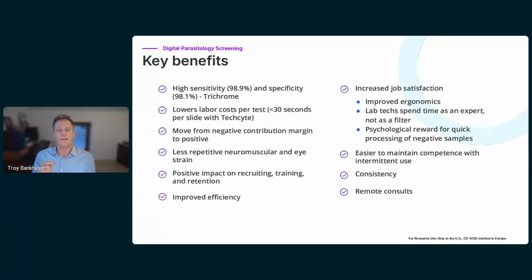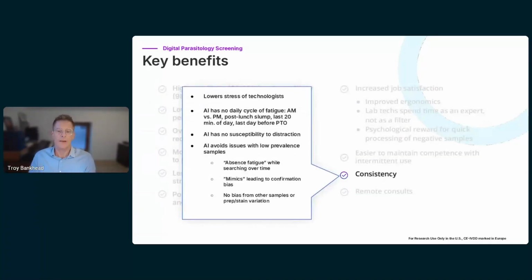Now, I would like to touch on the consistency because that's one of the big advantages of AI. Because the humans have their advantages and the AI have theirs. And when you combine them, that's where we get the true power. It's less stress on the technologists. I mean, whether you want to face it or not, the AI doesn't have any fatigue in the early mornings or the post-lunch slump, or they're just about to go on vacation, and the AI doesn't get distracted.